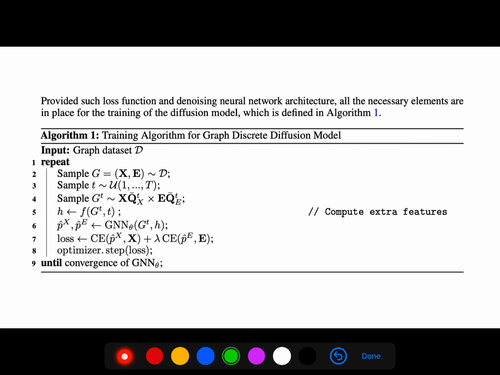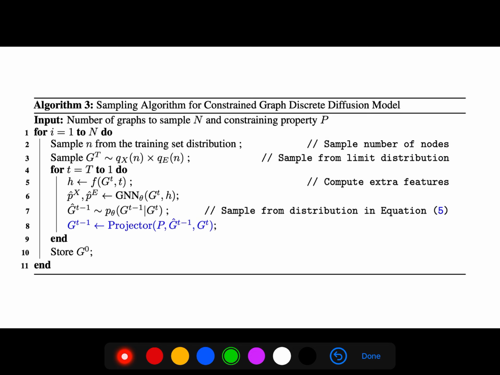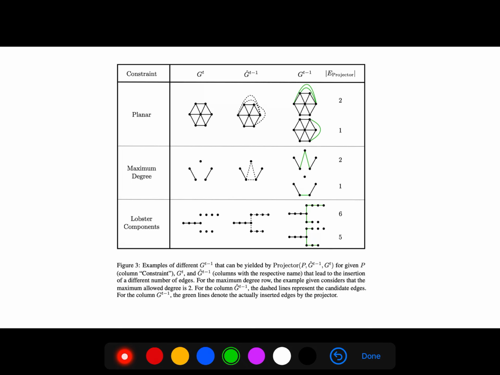So simple. Just like DiGress, they add extra features for sampling. But here, look at this. We insert only valid edges. And for the sampling, the only difference is that now we do projection before going to the next step of denoising. Just like the previous video that we talked about, it was the same thing. We had a projector, and so their constraint, like in the previous video, could be anything.